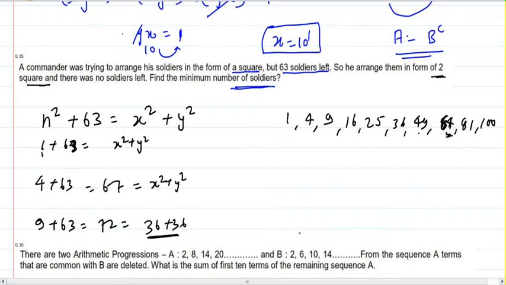So by putting n is equal to 3, I get a square 9. So he has 9 soldiers in the first form and 63 left over. If he combines two squares of 36 each, he is able to form two squares. So how many minimum soldiers are there? 72. This question should be solved through trial and error. Why? You have a single equation and three variables. You are not going to be able to solve it thoroughly.